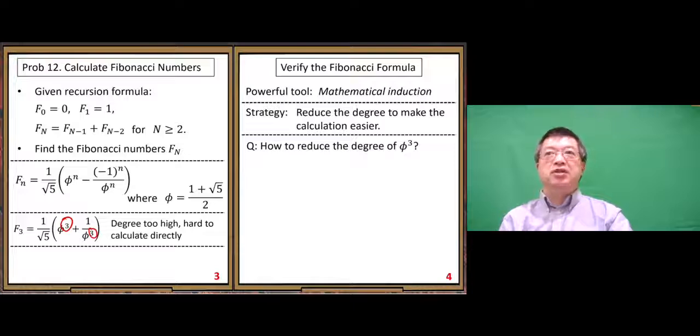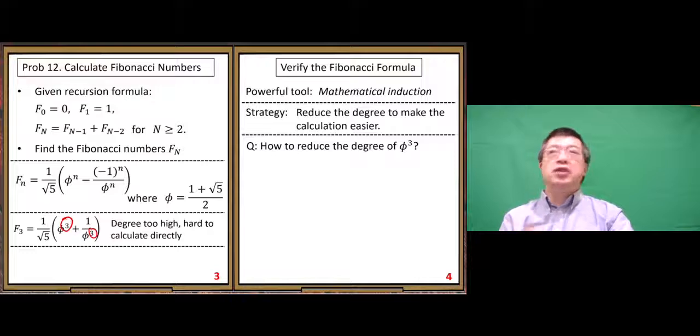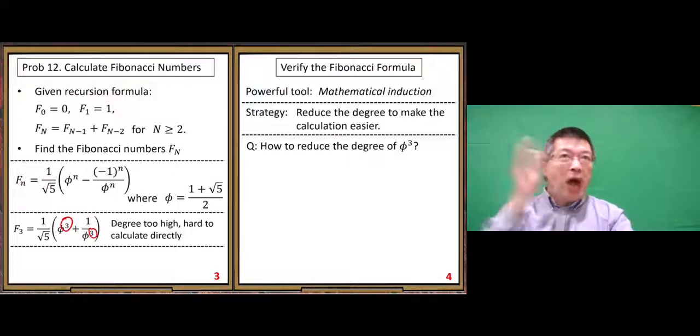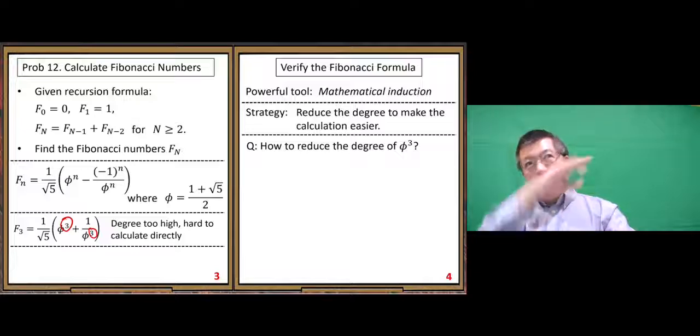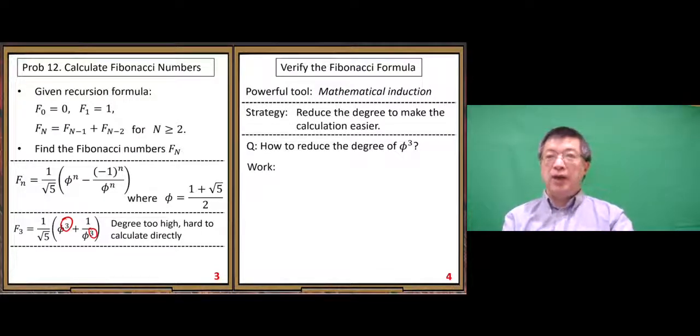How to reduce the degree of phi cube? Here, phi is the golden ratio. Golden ratio has many nice properties. So we need to use the properties of the golden ratio. So before we work on this expression, I want to recall some simple properties of the golden ratio. All right. So we will see it.